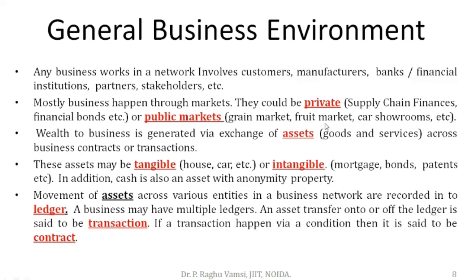So here we come across keywords like private markets, public markets, and assets, where assets are tangible or intangible. When you record the moving of assets into a register, that register is called a ledger. The movement you record is called a transaction, and if this transaction happens via a condition, then it is said to be a contract. I hope by this time you got an overview of how a general business environment works.